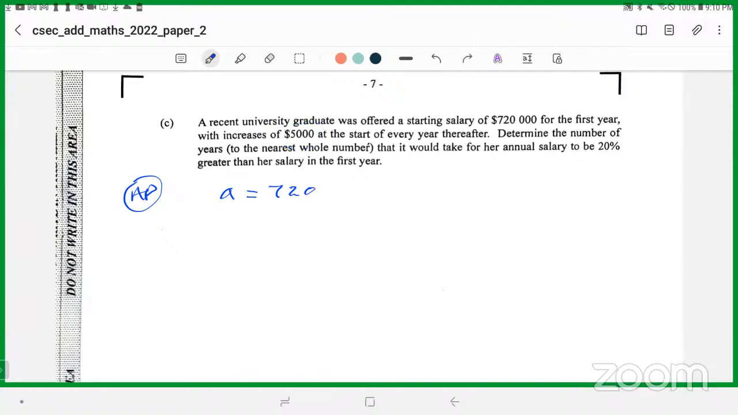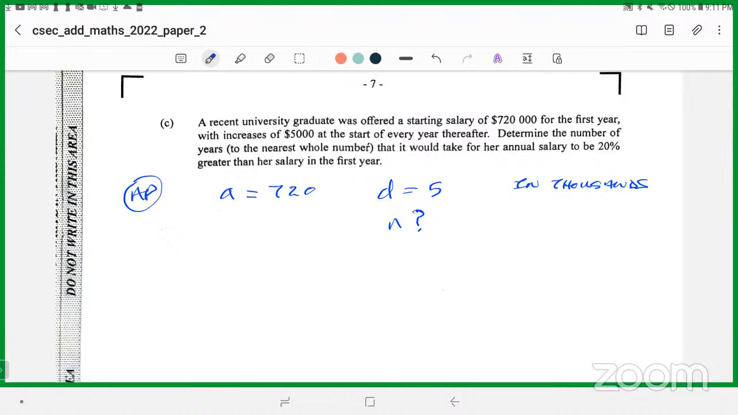And my common difference is 5,000. That's my D. I'm just going to write 5, working in thousands. It says determine the number of years. So this question is asking me for an N value. N is the number of years in this question. Remember, every year is a term.